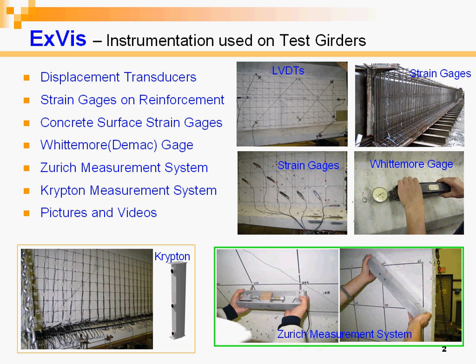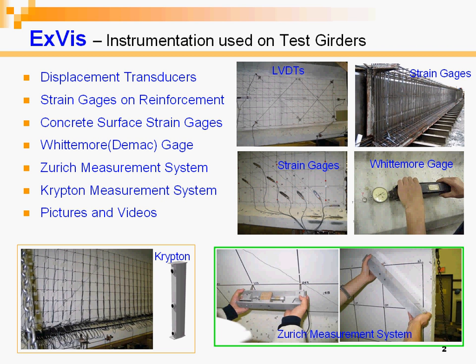Each of the test girders was extensively instrumented. This included approximately 30 displacement transducers, up to 150 strain gauges on reinforcement, and up to 50 concrete surface strain gauges. Handheld devices were used to make relative displacement measurements over the entire length of each test girder at key points in their loading history.